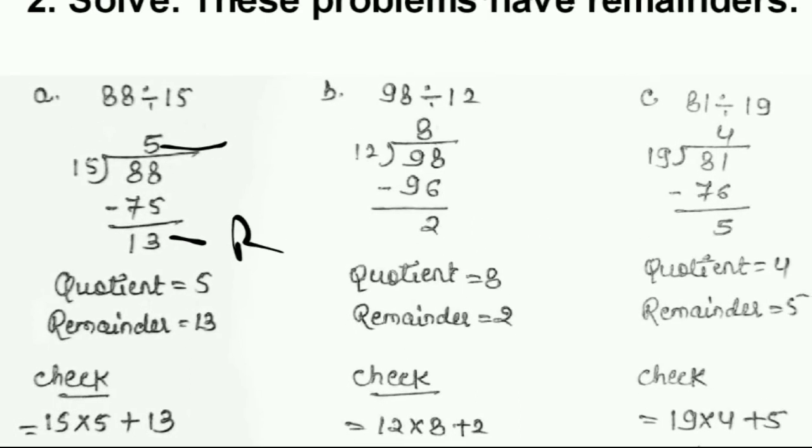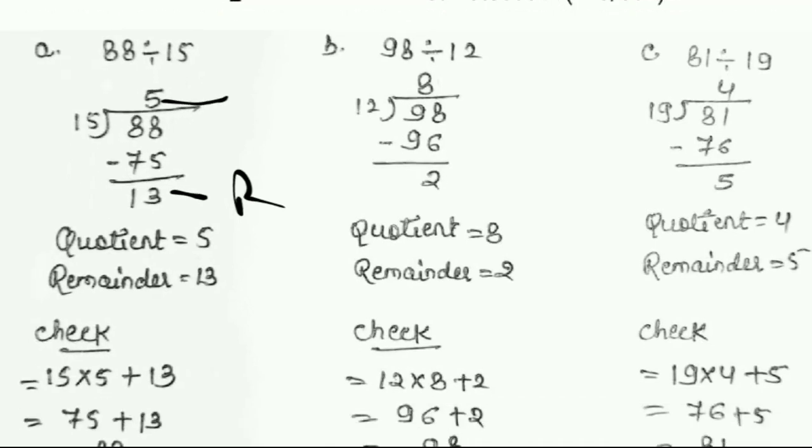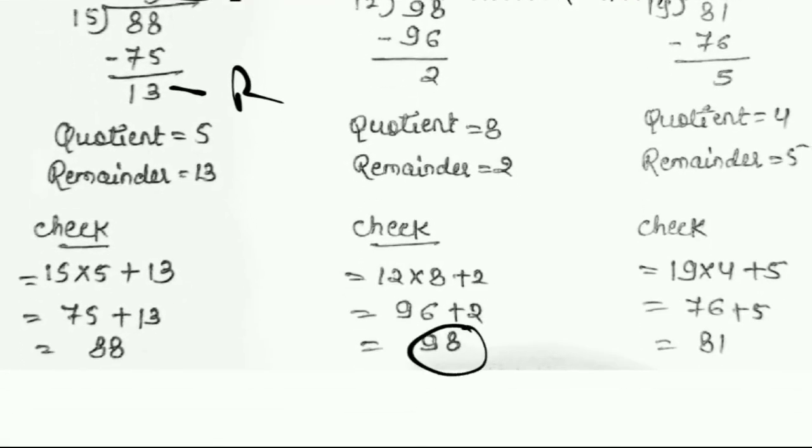98 divided by 12. Okay, so 12 eights are 96. Then the remainder is 2. And you can check your answer also, so the same dividend you will get.